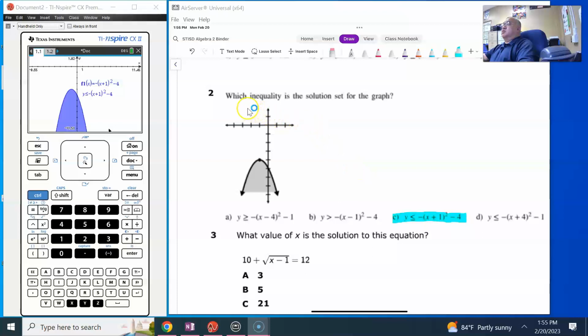I'm going to start with number 2. It says, which inequalities is the solution set for the graph? And what I did is I graphed y is less than or equal to negative (x plus 1) to the second power minus 4, because I know (negative 1, negative 4) is a vertex, and I know it's going to be shading below, so your answer is C.